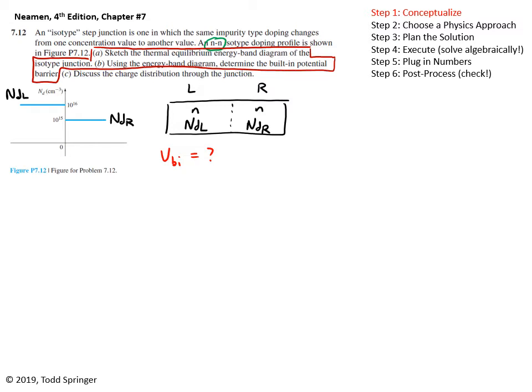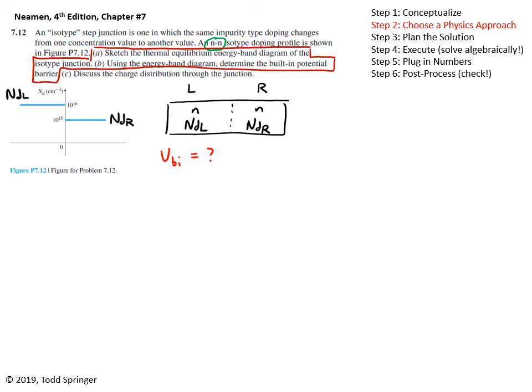So the wrong way to approach the problem would of course be to go to the equation sheet. You might find this equation, VBI equals kBT over e natural log of ND NA over ni squared, but that doesn't work obviously because there's no NA, right? There's no acceptors in this problem. So this formula is not going to work. We need to think a little bit harder about how to approach this problem.